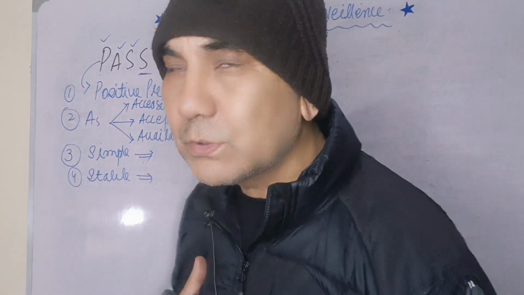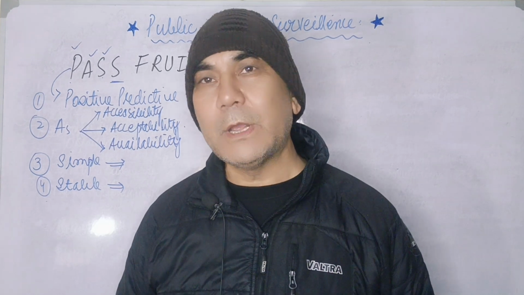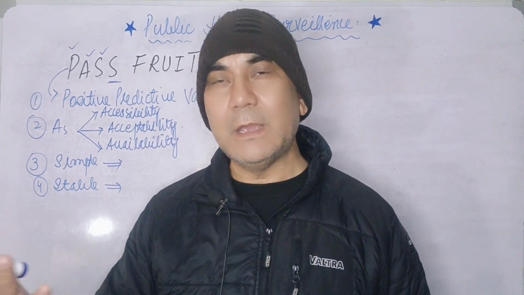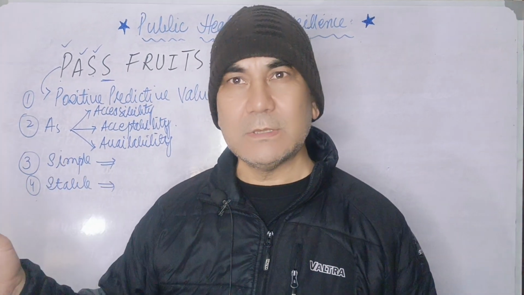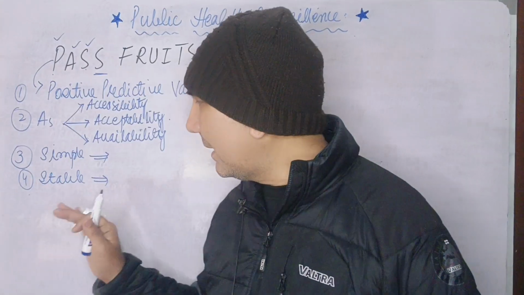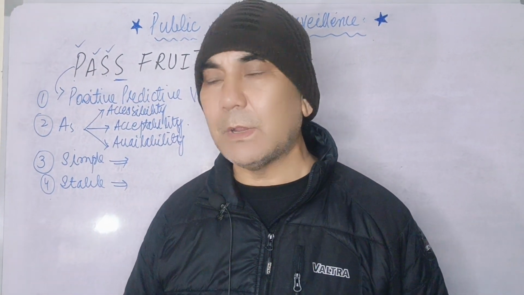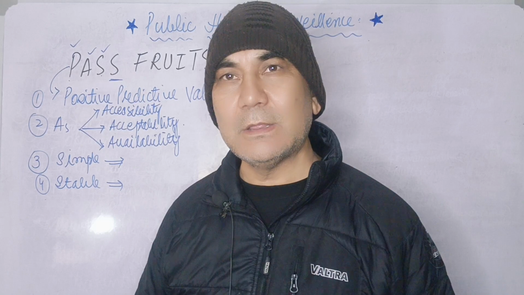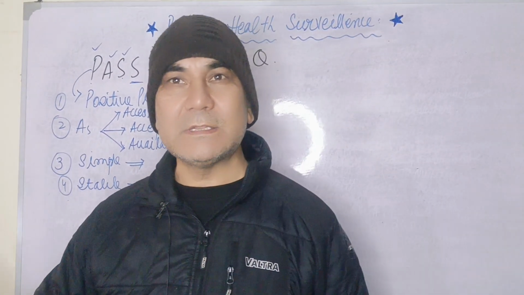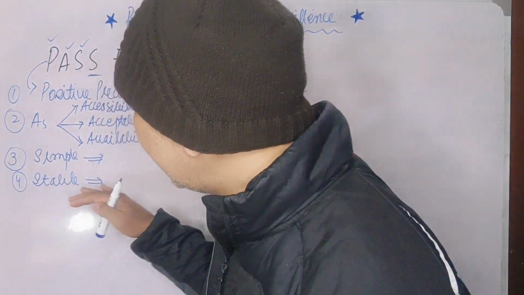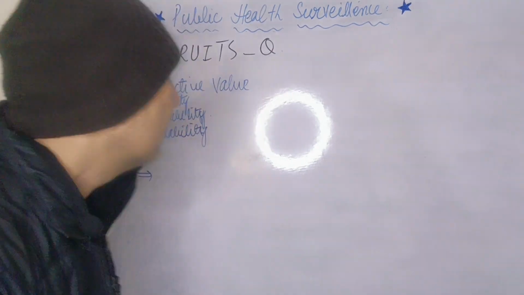Suppose I conduct a surveillance of any outbreak of cholera by any questionnaire or tool. After some time another person comes and conducts the same survey with the same questionnaires, in a different time period and a different community. The result should be the same. It means the surveillance system is stable.